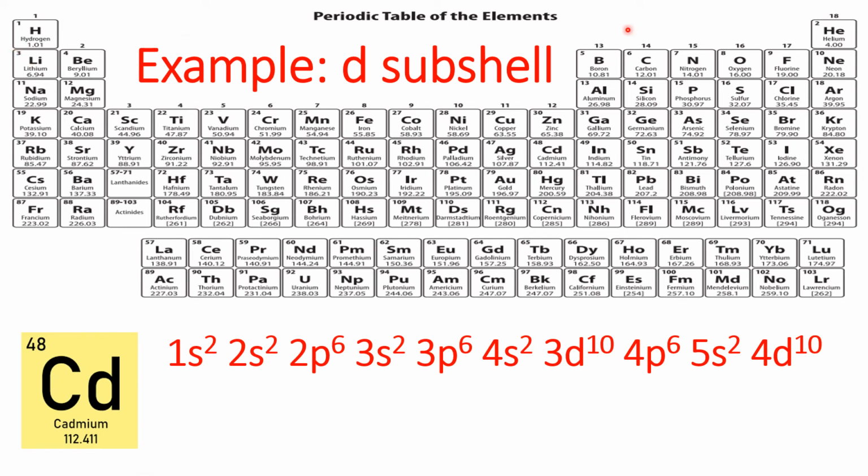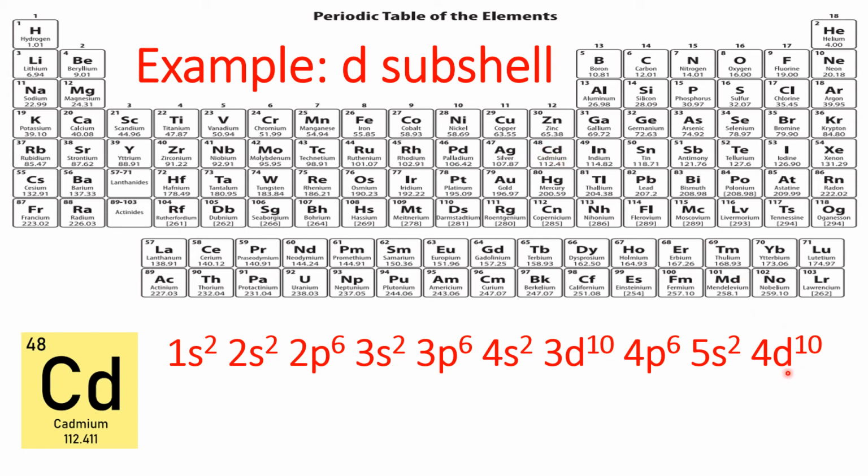So you have your 1s2, 2s2, 2p6, 3s2, 3p6, 4s2, 3d10, because 1, 2, 3, 4, 5, 6, 7, 8, 9, 10. Then 4p6. Then 5s2. Then 1, 2, 3, 4, 5, 6, 7, 8, 9, 10. So cadmium is here. That's why it's 4d10.